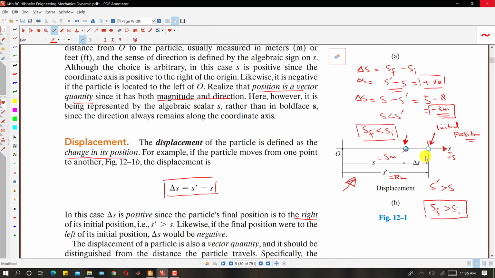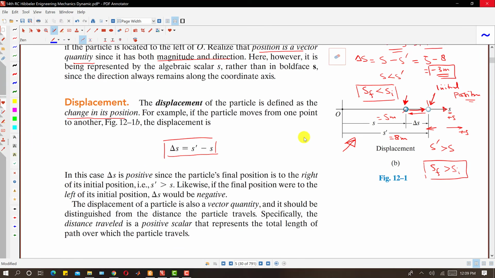So if the final position is towards the positive S, then the displacement will be positive, and if the final position is towards the negative S, this is the final position, or this is towards positive, and in the second case this is towards the negative. So if the particle is moving towards the negative coordinates, this is our positive coordinate and this is our negative. If the final position is towards the negative, then the displacement would be negative.